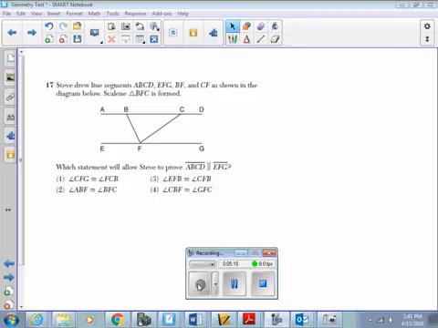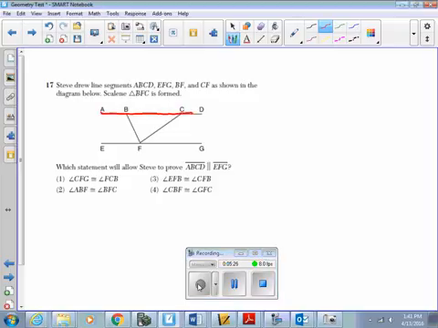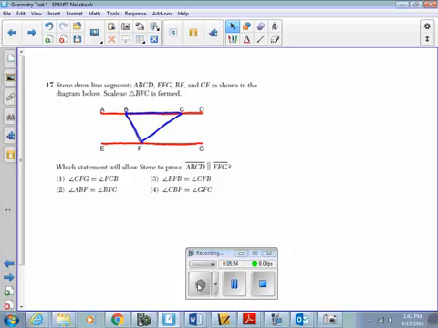And number 17, it says Steve drew line segments A, B, C, D. The line segments look like this. Line segments A, B, C, D, E, F, G. So where's E, F, G? That's down here. And BF and CF. So this is BF, and this is CF, as shown in the diagram below. Scalene triangle BFC is shown. So let's see. I'm going to have you write something down. So stay tuned, and I'll be right back.